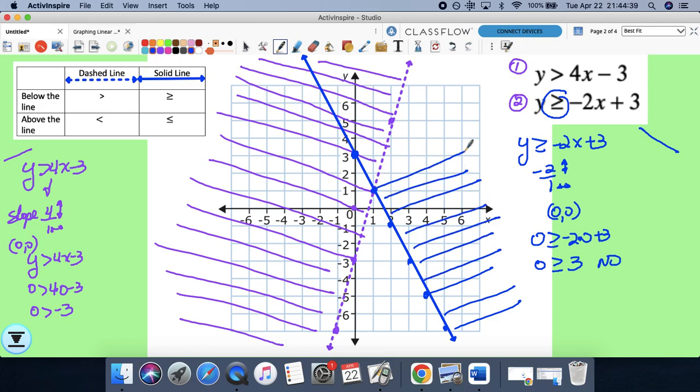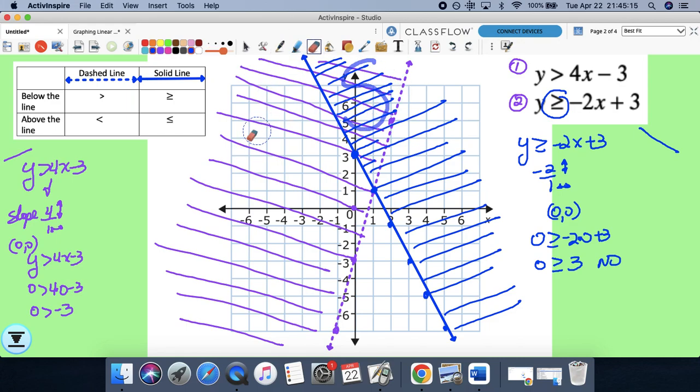But notice that as I get closer here, these two colors are going to overlap. So we have a region here where the blue and the purple overlap. So that means that this whole area resides points that satisfy inequality 1 and inequality 2. So where the two colors overlap, that's the area, that's the solution for both inequalities. And we've got to prove that.